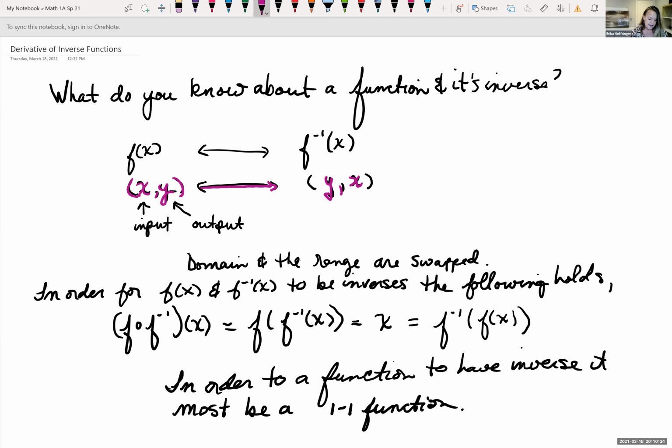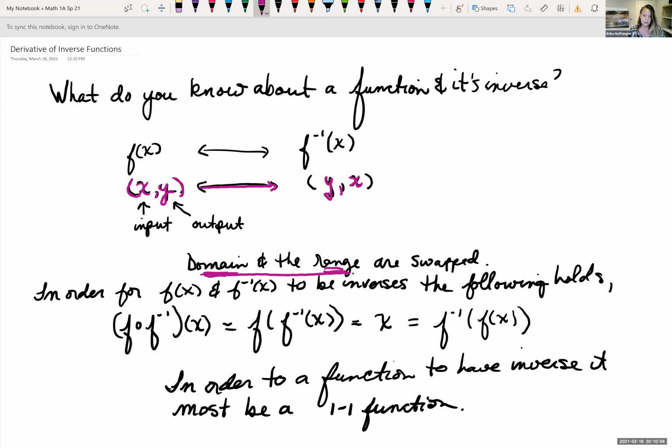Another way to say that is the domain and range. The input is our domain, the range is our output, and for one function they are going to be the opposite. So for our inverse function, the range of our original function is now our domain, and the domain of our original function is now the range of the other function.